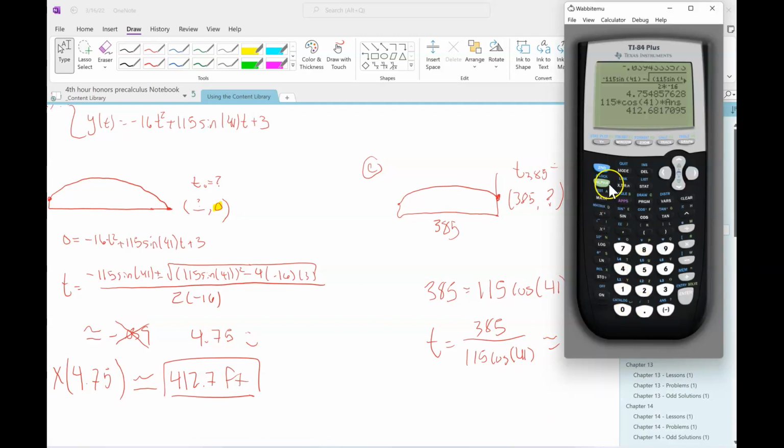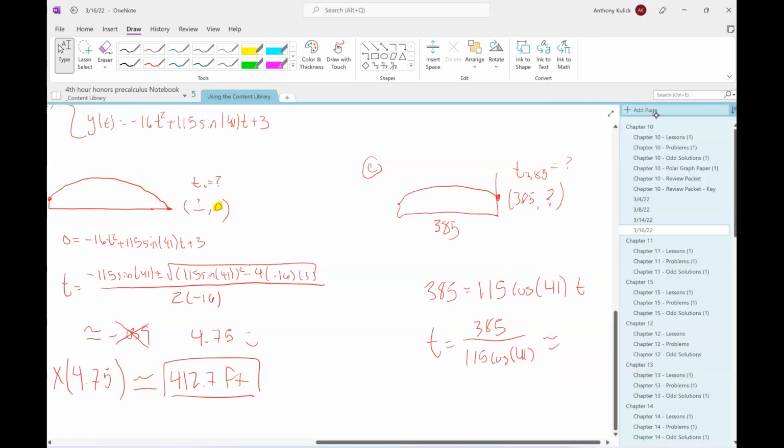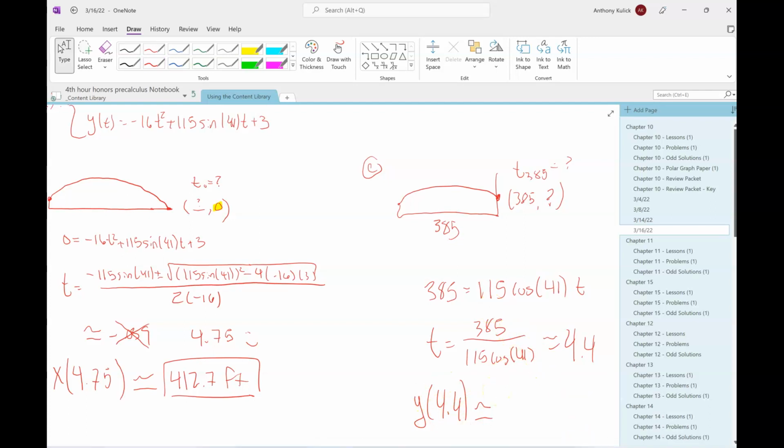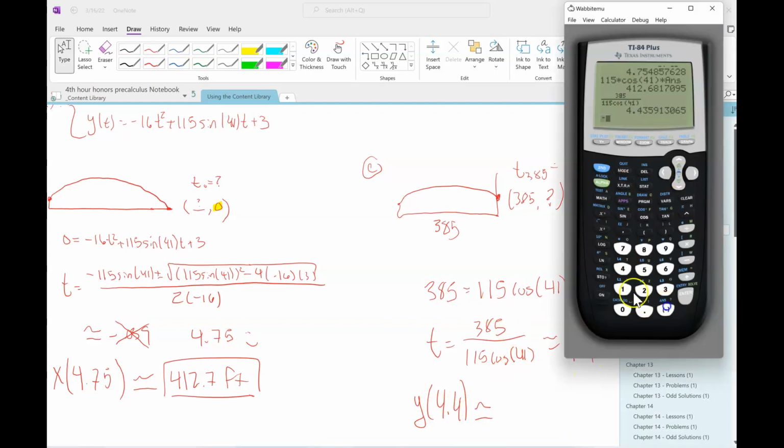I'm still going to do the fraction command though, alpha y equals. So that's 0.44-ish. And now that I have that, I plug that in for y, and it'll tell me the height when I get to that spot.